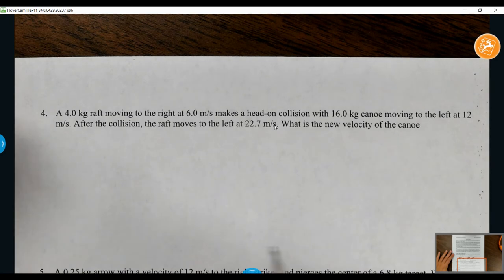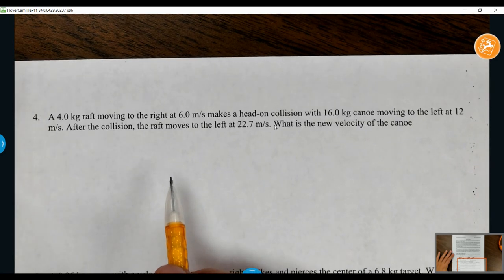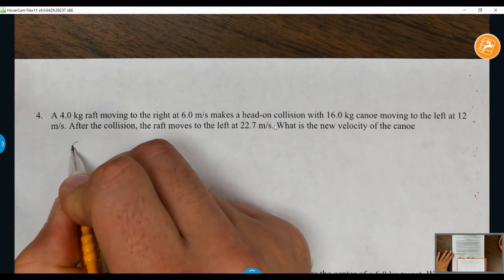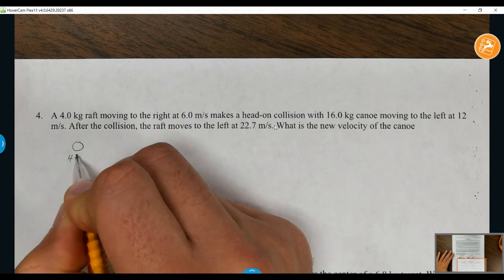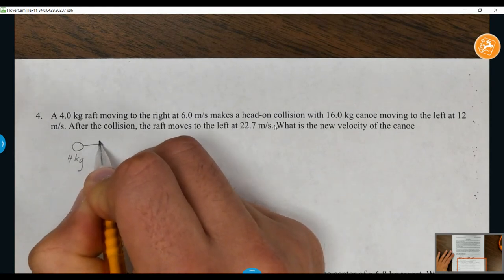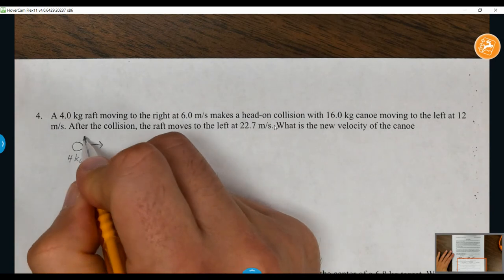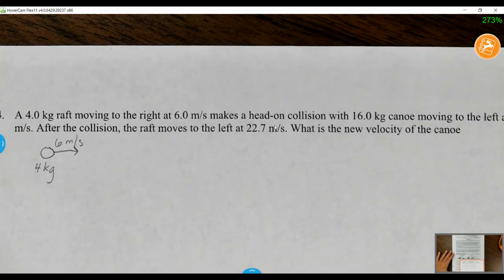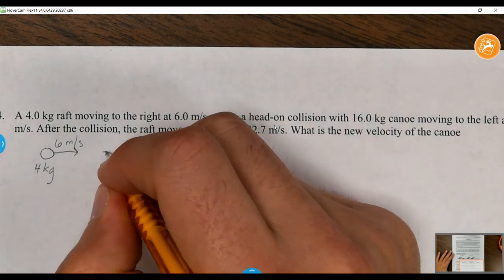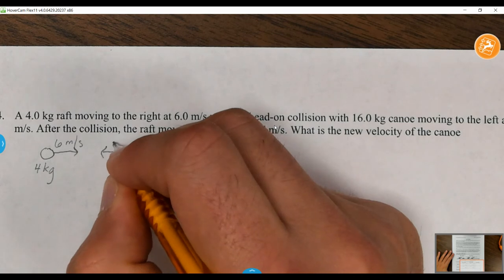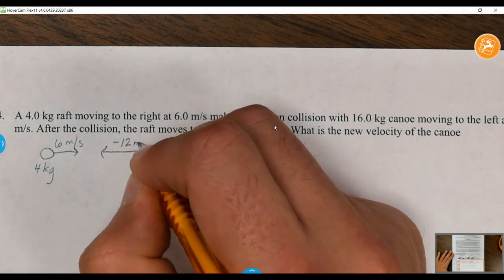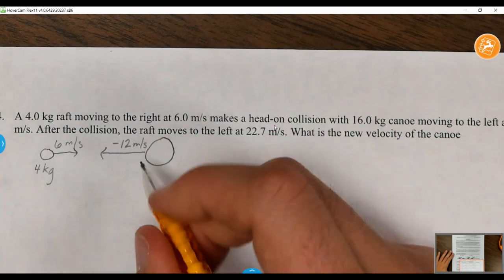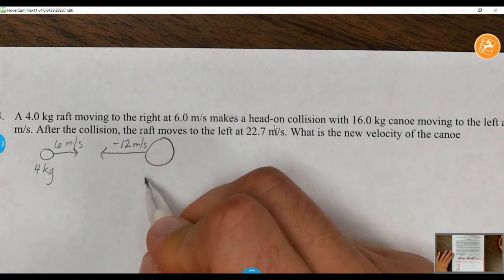All right, so again, that's a pain in the butt. But if we draw it out, we got a 4 kg raft. So beforehand, the raft is going what direction? To the right, so it's positive, and we're saying it's moving at 6 meters per second. The canoe is moving to the left, so we're going to call it negative 12 meters per second. And it has a mass of 16 kilograms.